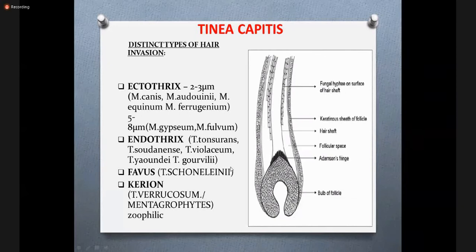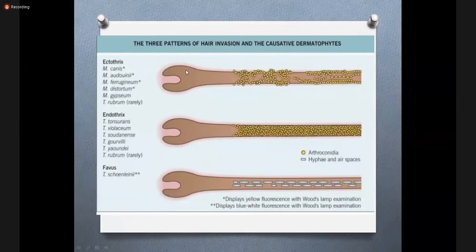Ectothrix is caused by Microsporum species, while endothrix is caused by Trichophyton species. Favus is caused by Trichophyton schoenleinii, and kerion is caused by Trichophyton verrucosum. Now, what is ectothrix? Ectothrix means the fungal infection involves the outside of the hair shaft. Okay, this is caused by Microsporum species mainly. And in endothrix, the fungi are within the hair shaft. Okay, this is favus. Favus is caused by Trichophyton species, in which there are spaces in the hair shaft.